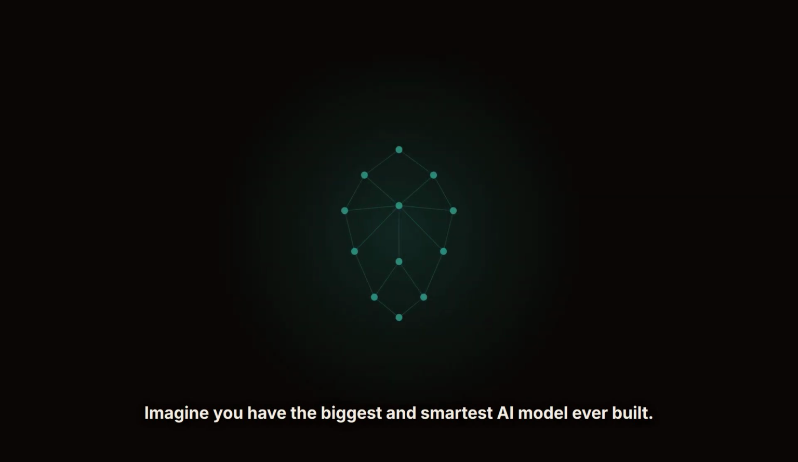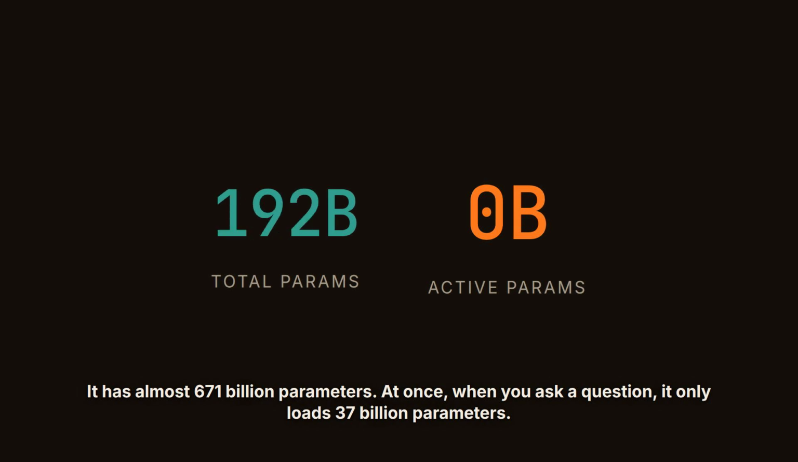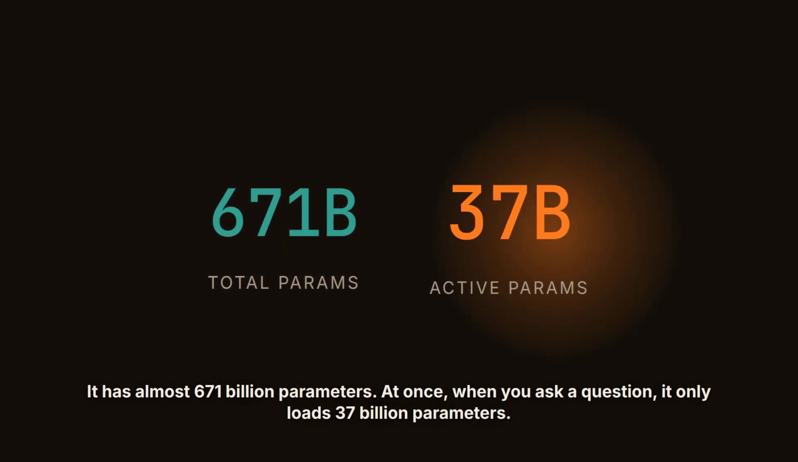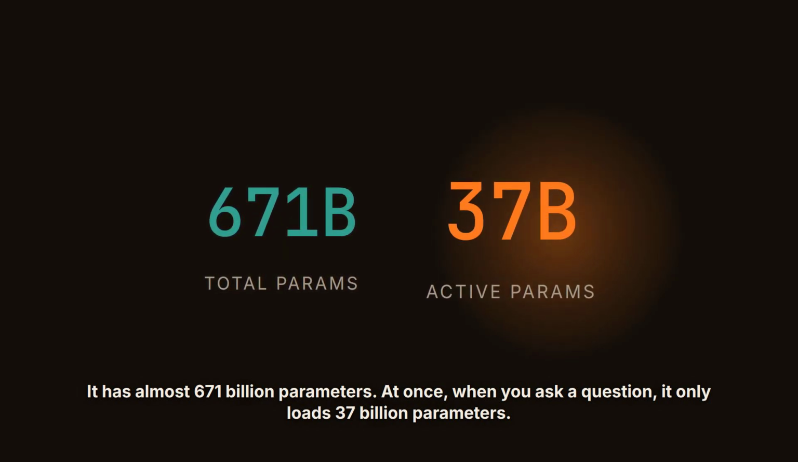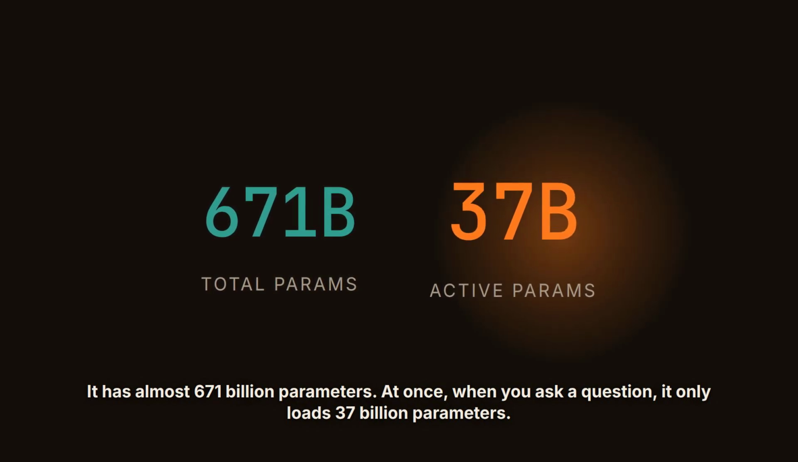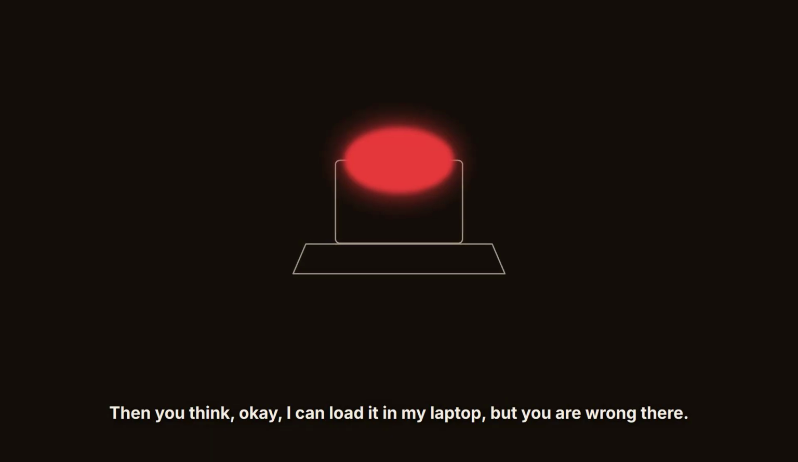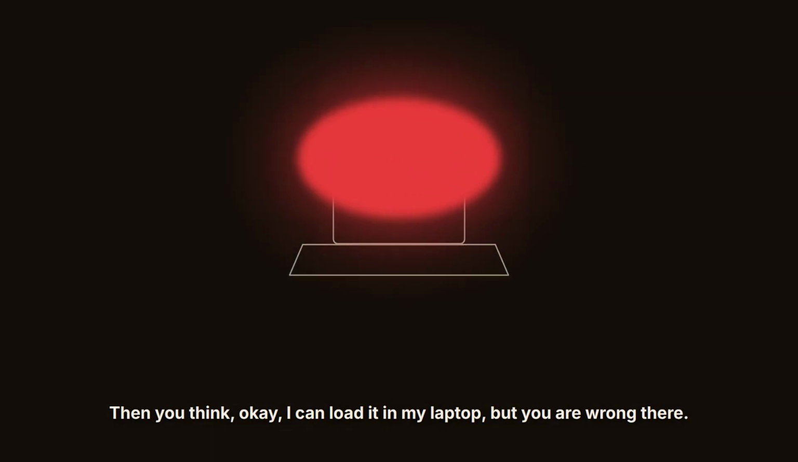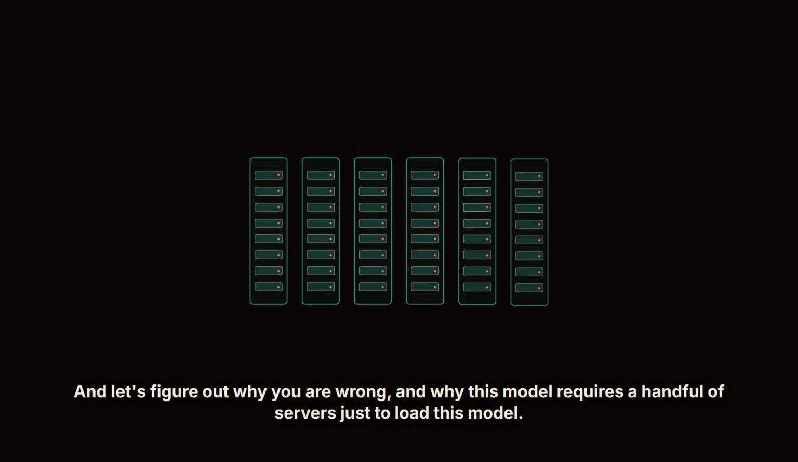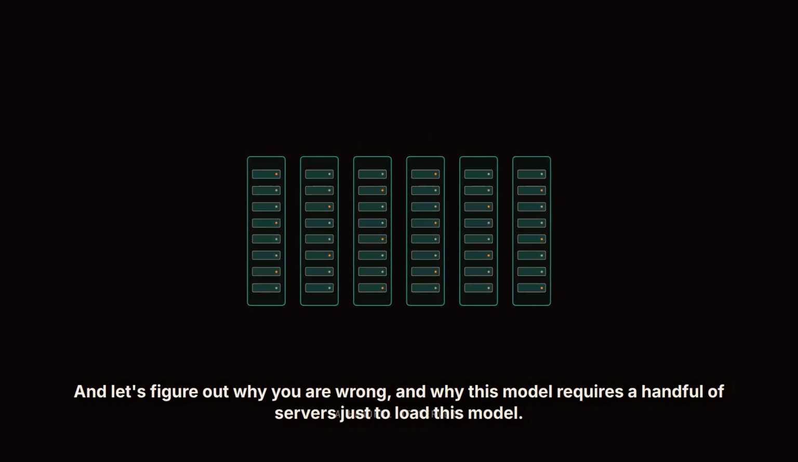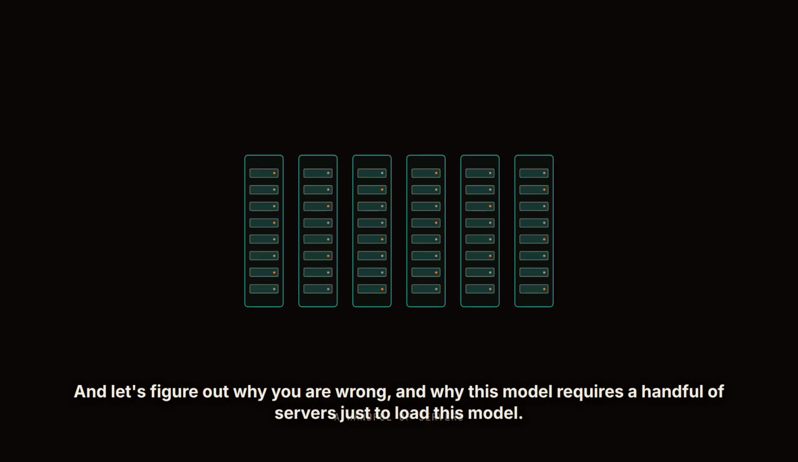Imagine you have the biggest and smartest AI model ever built. It has almost 671 billion parameters. At once, when you ask a question, it only loads 37 billion parameters. Then you think, okay, I can load it in my laptop, but you are wrong there. Let's figure out why you are wrong and why this model requires a handful of servers just to load this model.